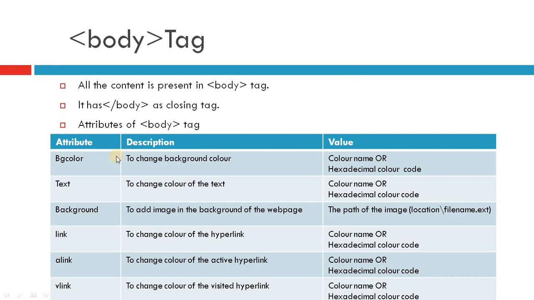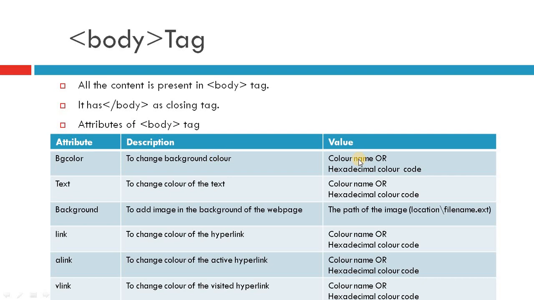The first attribute is BG color. Note the spelling of color. The spelling of color is C-O-L-O-R. There is no U in the spelling of color. If we write U, we will not get the expected output. BG color attribute is used to change the background color of the page. Of the complete document that we have, we can change the background color.